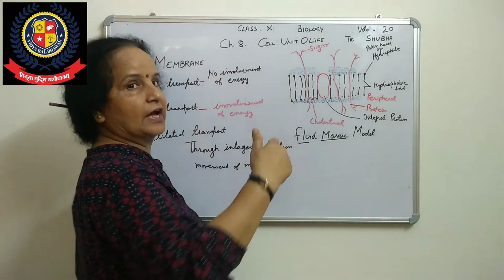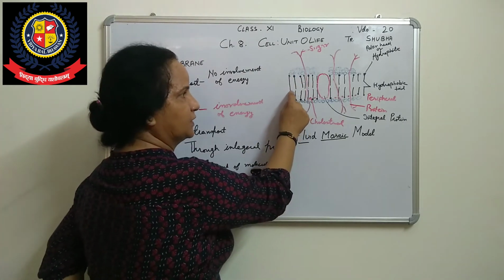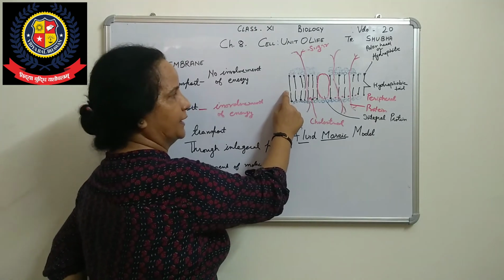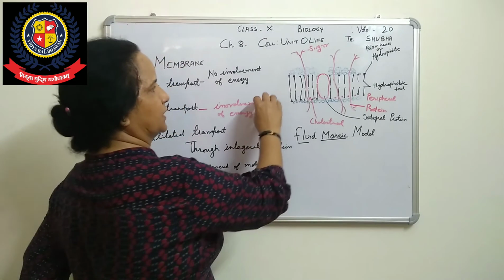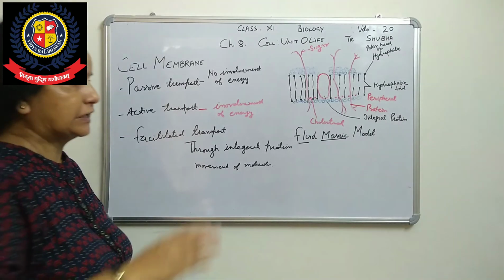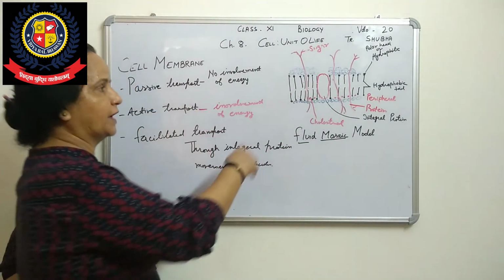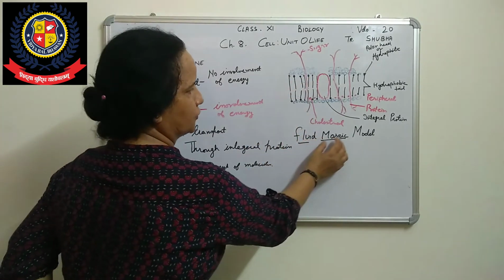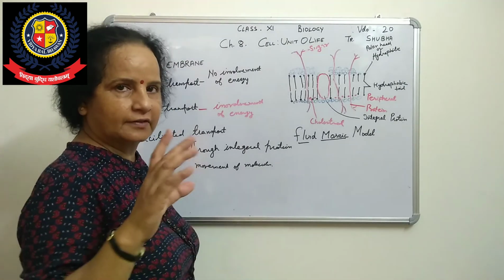They arrange with their polar heads outside the membrane, and the inner tail, the hydrophobic tail, called the non-polar end, towards the inside. Here the molecules can move horizontally or laterally. That lateral movement of fat molecules is called fluidity. Because of fluidity, it is called the fluid mosaic model, given by Singer and Nicolson in 1972.